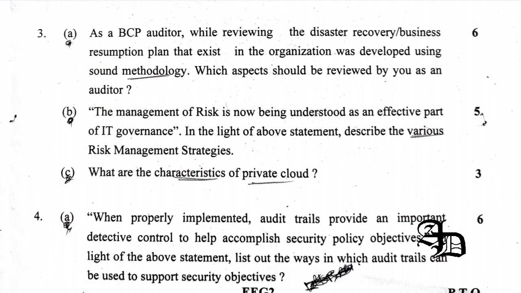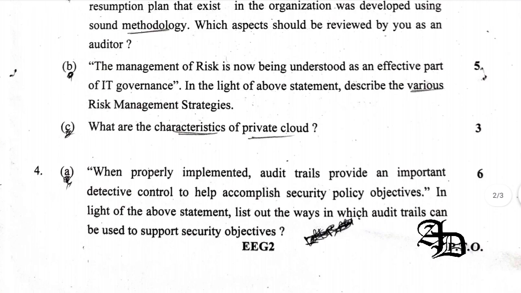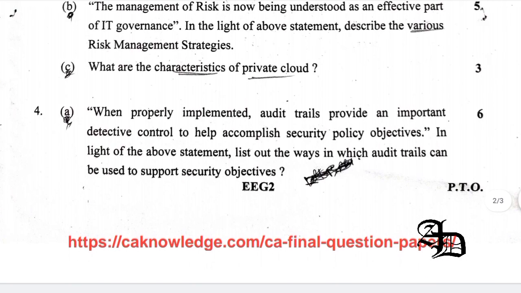Third C was related to the characteristics of the private cloud. So it is secure, it is centrally located, it has weak service level agreements, SLAs we can say, and these can be routed. These three main points can be written down here.